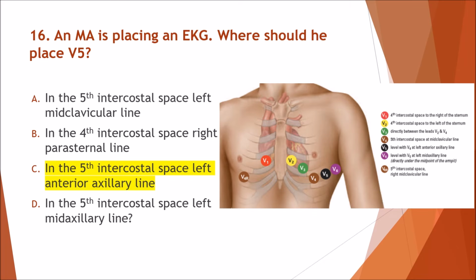All right, and so the answer here is C, in the fifth intercostal space, left anterior axillary line, which is this one right here. Remember, the axilla is going to have 3 lines: an anterior axillary, a middle axillary, and then a posterior axillary. And it is in the fifth intercostal space, left anterior axillary line.